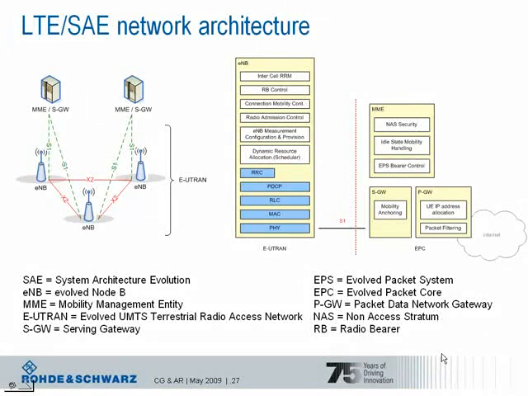The mobility management entity on the evolved packet core side hosts the non-access stratum security protocols, the idle state mobility handling, and the evolved packet system EPS bearer control. The serving gateway hosts functions for mobility anchoring, and the packet data network gateway constitutes the connection to the internet, for example, and functions for packet filtering and IP address allocation.